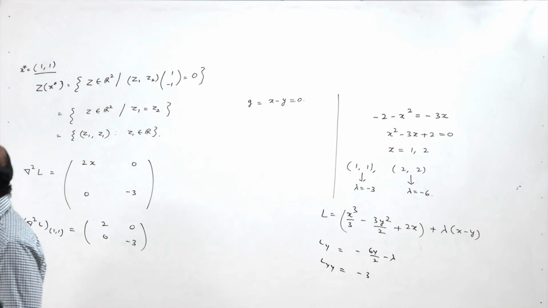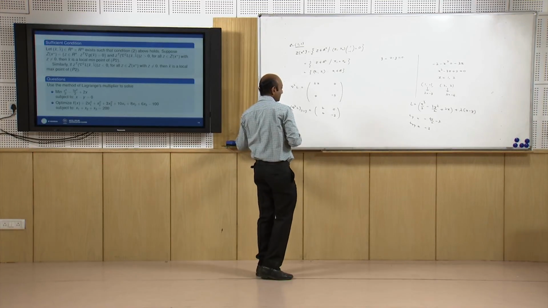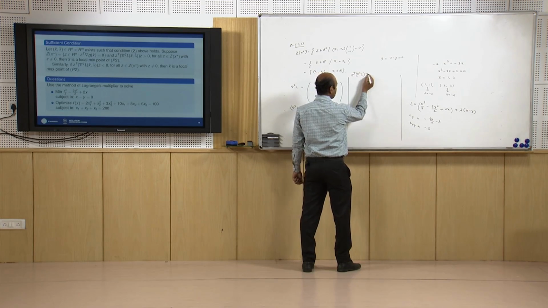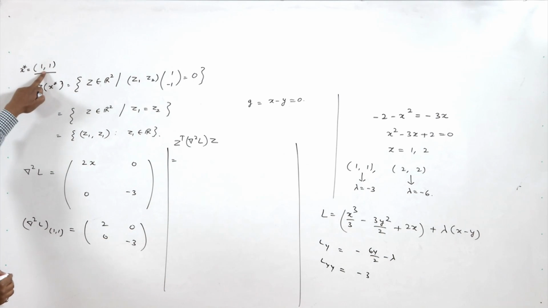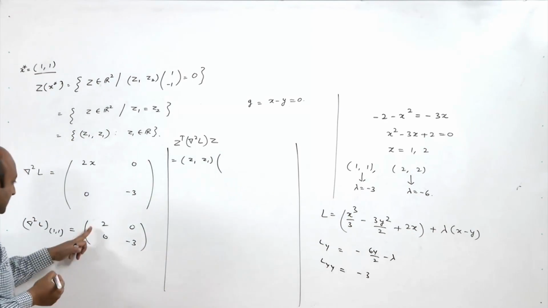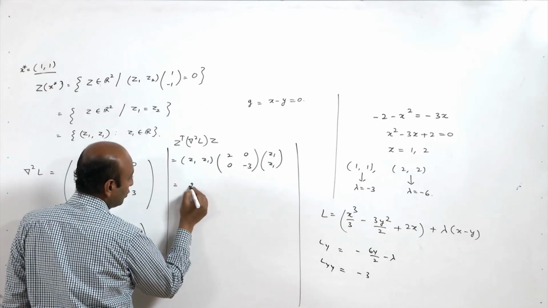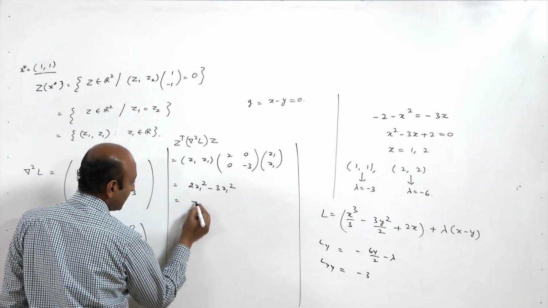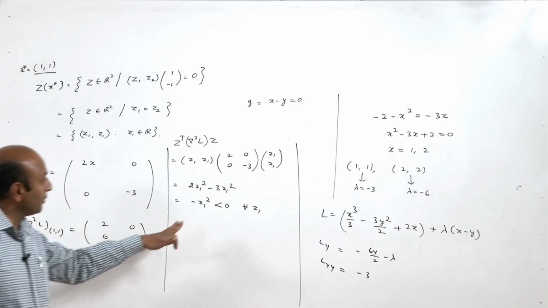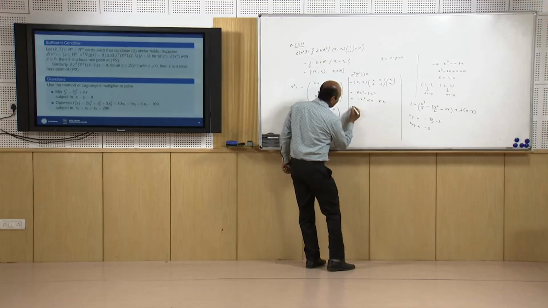Now, you take Z transpose Hessian matrix of L with Z. Let us try to find this value, Z transpose gradient square of L into Z. Now, for this x star 1 comma 1, Z is Z1 Z1, and the Hessian matrix is 2 0 0 minus 3, again times Z1 Z1. So, it is nothing but 2 Z1 square minus 3 Z1 square, which is minus Z1 square, which is less than 0 for all Z1 not equal to 0. So, this quantity is less than 0, which means this point is a point of local maxima. So, 1 comma 1 is a point of local maxima.